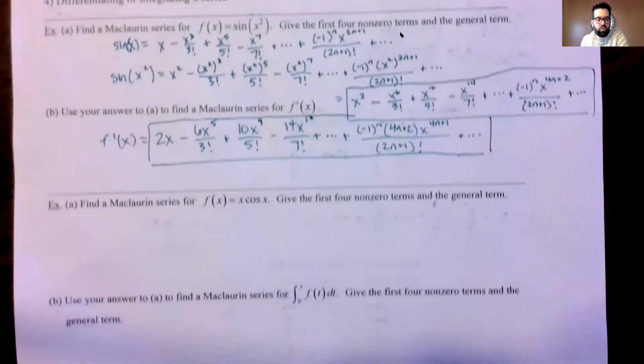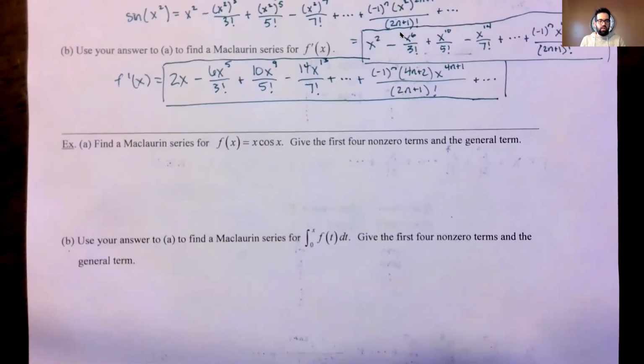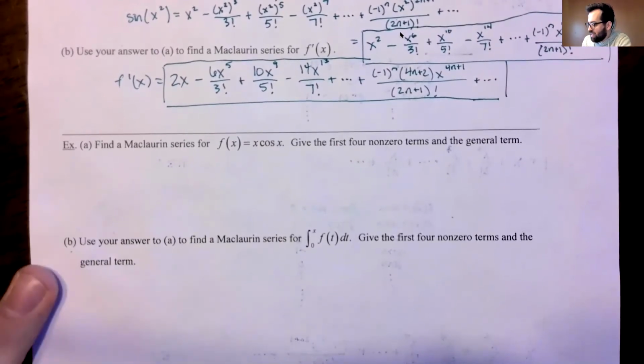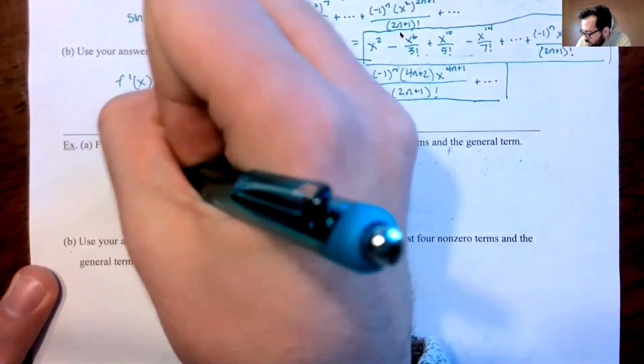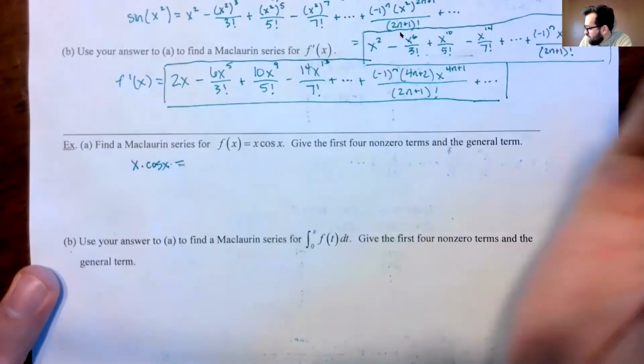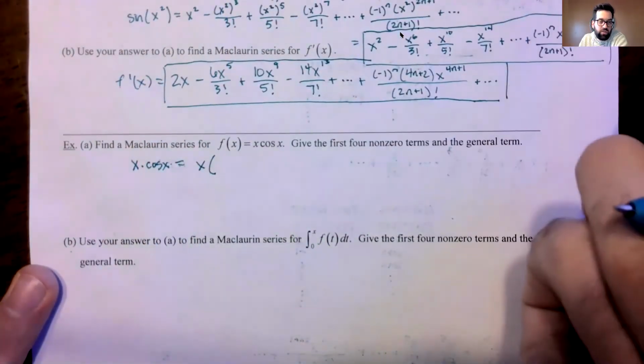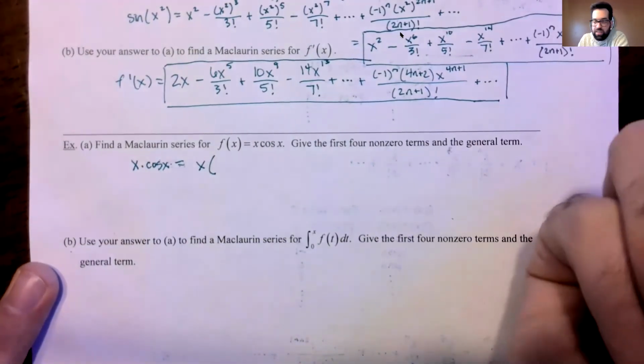All right, let's take a look. One more set of examples. Find a Maclaurin series for f of x equals x times cosine x. Give the first 4 non-zero terms and the general term. We can actually multiply a series by a constant or by a variable. So when f of x equals x times cosine x, we can represent that as x times the series for cosine x, because those two things are equal. So we can just replace it.